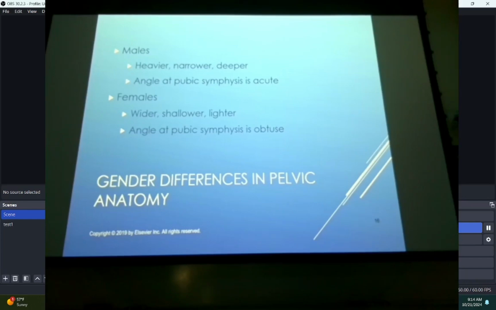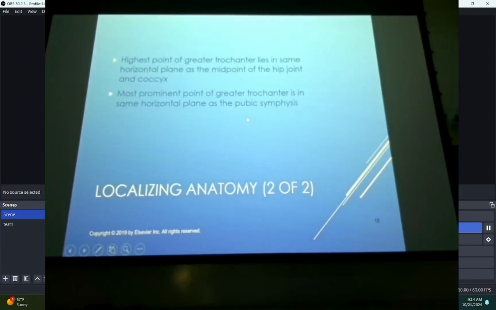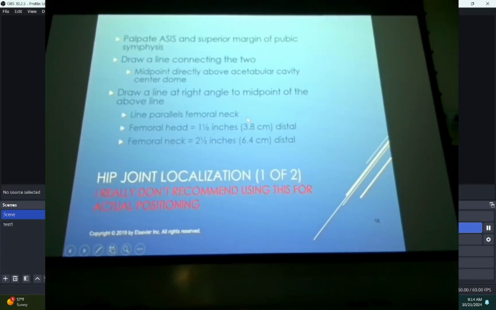The female pelvis is much wider, shallower, and it's got a much larger hole in the middle for the birth canal. And the angle of the symphysis pubis is going to be very obtuse. Okay, so now what I want you to do is turn. We've got to run through this, but the localization of the hip, but I'm going to tell you the easy way to position for hip and proximal pelvis or proximal femur here in a bit.